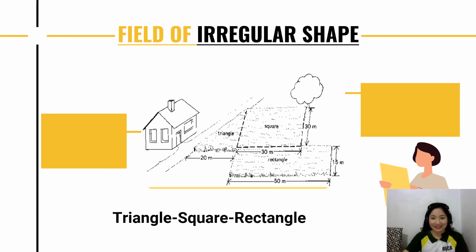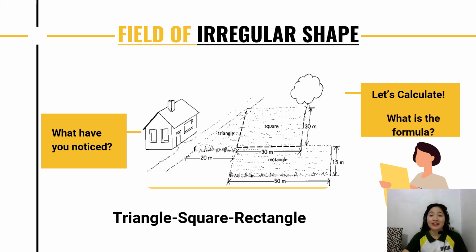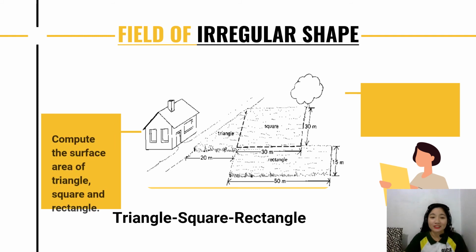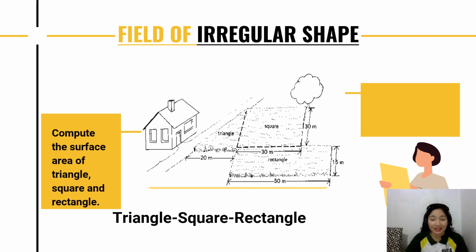Class, what have you noticed? As you observe, this field of irregular shape comprises 3 different common surfaces. Let's calculate. What are the formulas for finding the common surfaces for triangle, square, and rectangle? All we need to do is compute the surface area of the triangle, square, and rectangle, and add the results of each common surface.